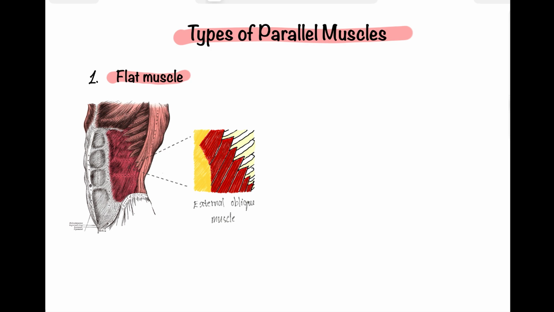The first one is flat muscle. Think of them like a broad sheet spread over an area. They are thin and wide, often attached using a flat tendon called an aponeurosis. Since they are wide, their force spreads over a large surface area. The example is the external oblique muscle. This muscle forms the side wall of your abdomen.